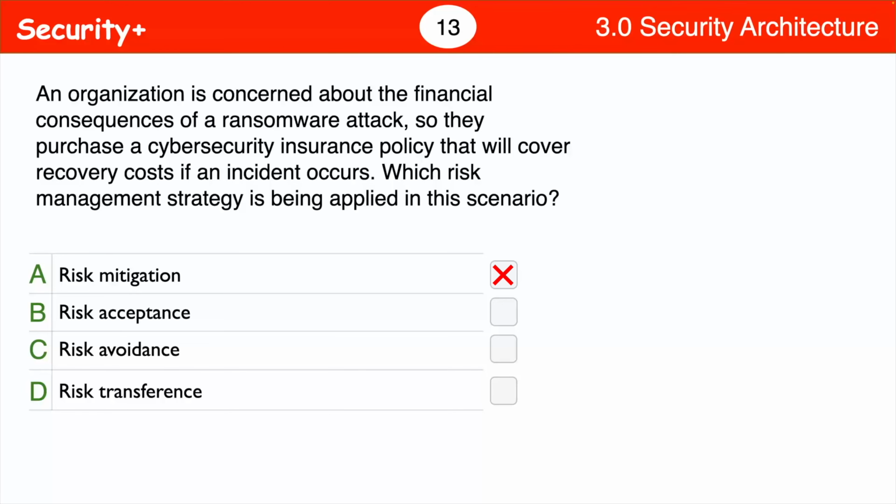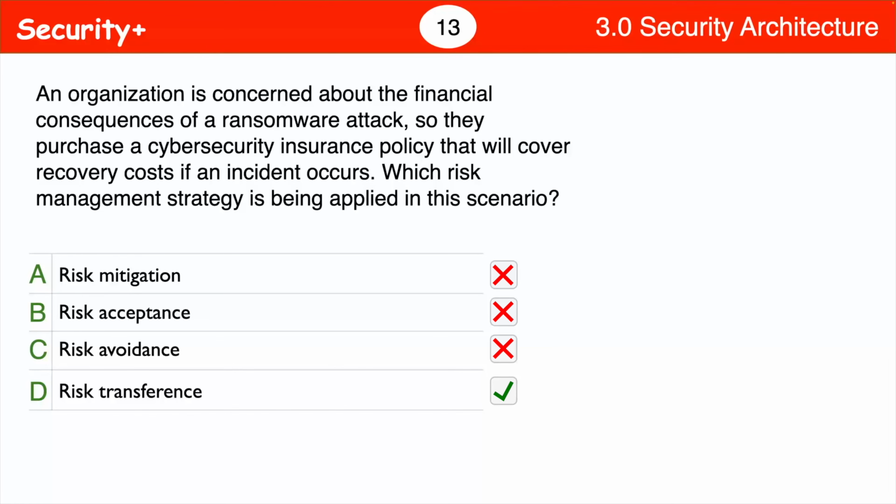Next, we can eliminate B, risk acceptance. The company is not choosing to live with the risk without action. So this is incorrect. And finally, we can eliminate C, risk avoidance. And this would mean eliminating the exposure altogether, such as something like disconnecting systems if they're compromised or infected, but that's not what's happening. And that leaves us with D, risk transference.